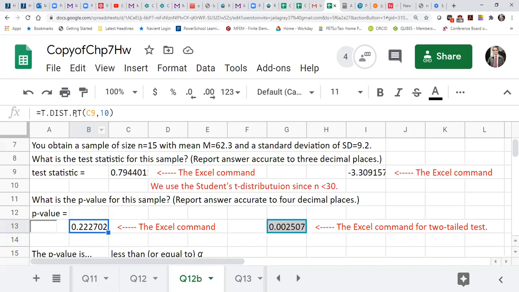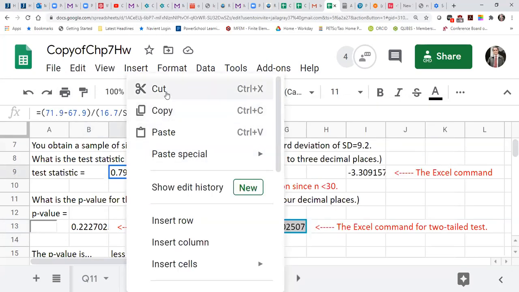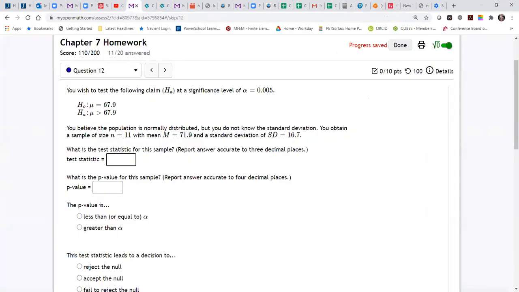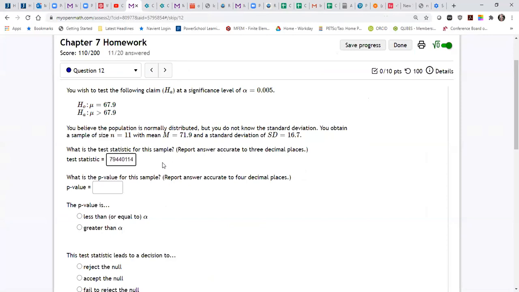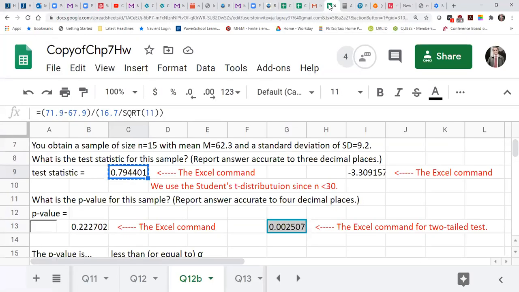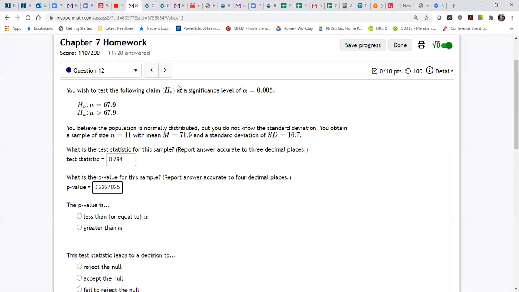T dot dist dot rt and the number here, and then the degree of freedom. Okay. So let's copy the test statistic first, right? Put it here. How many decimals? 3 decimals. Will be that guy, okay. And then the p-value, 4 decimals. Okay. You need to copy this and then paste it here, and round up to 4 decimals, right?